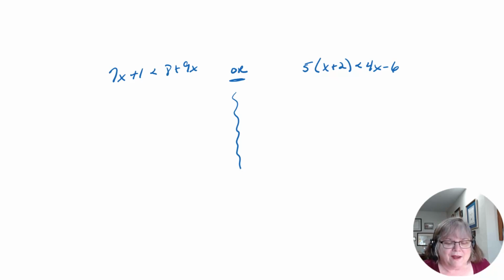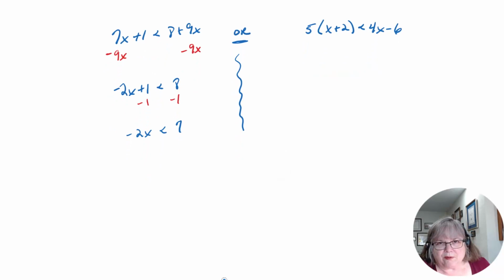All right. So working with the inequality on the left, I can't simplify the left-hand side. Can't simplify the right-hand side because there's no like terms. Let's get our x's on the left. So 7x's minus 9x's is minus 2x's. Plus 1 is less than 8. So then I want to get my constants on the other side. So negative 2x is less than 7.